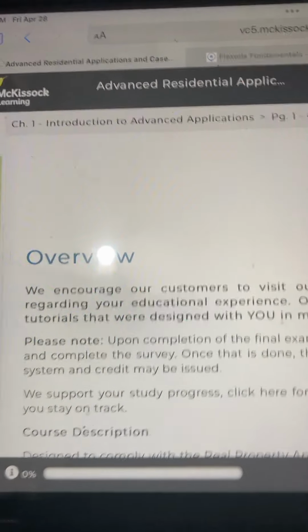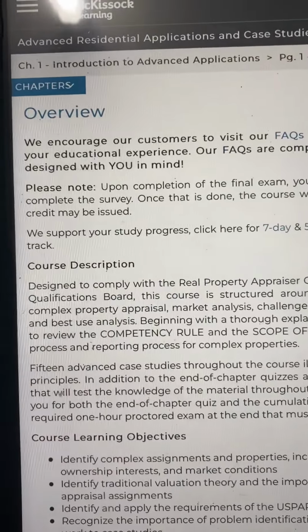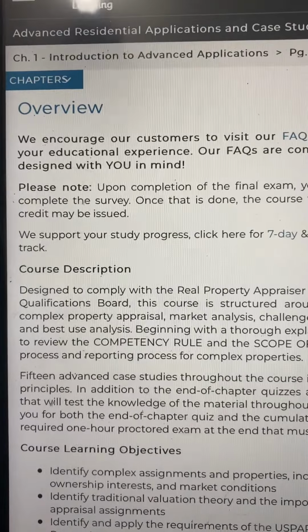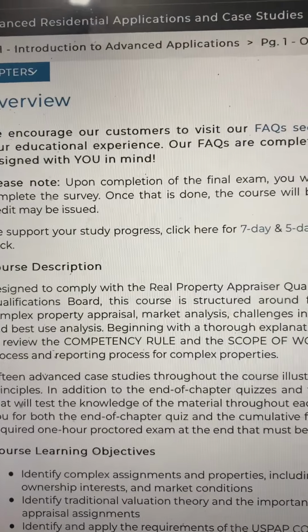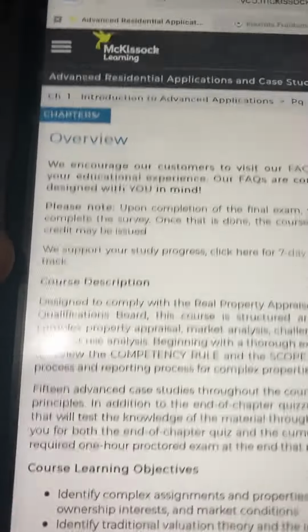Advanced Residential Applications and Case Studies. Chapter 1, Introduction to Advanced Applications. Page 1, Overview.